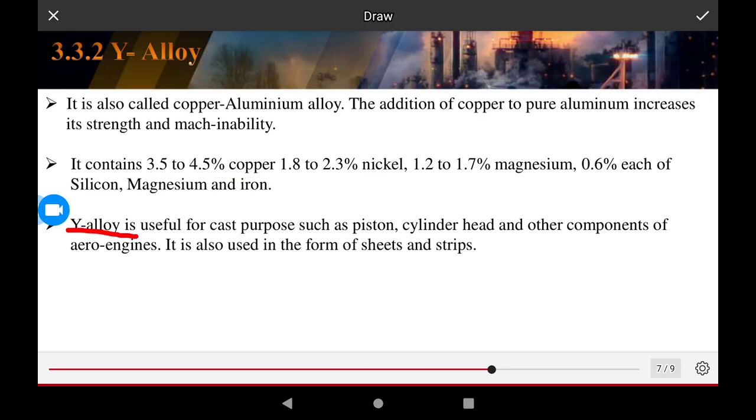Y alloy is useful for cast purposes such as pistons, cylinder heads and other components of aerospace engines. It is also used in the form of sheets and strips.